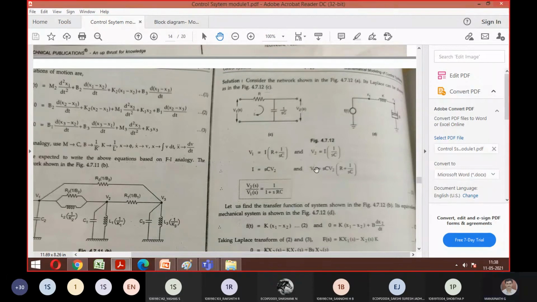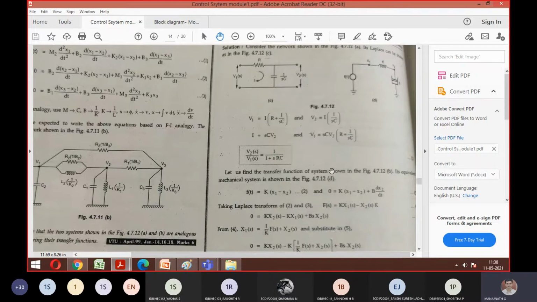Yes, sir. So that's it. From these two categories, first the electrical network transfer function is obtained. The same way, we are supposed to find it for this physical system. Okay, so let's go with the mechanical system now.